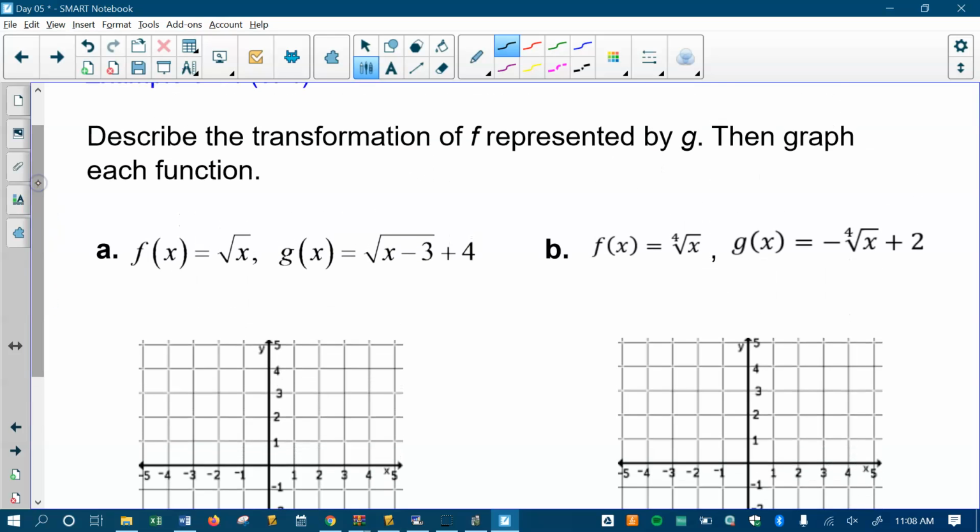Let's describe what's going on here first. This minus 3 moves the graph right, so it moves right 3. The plus 4 moves it up 4. Remember we start at 0, 0? So if we go right 3 and up 4, we should expect the graph to start here now at 3, 4. And it's going to grow something like this. But we'll graph it to see what it actually looks like.